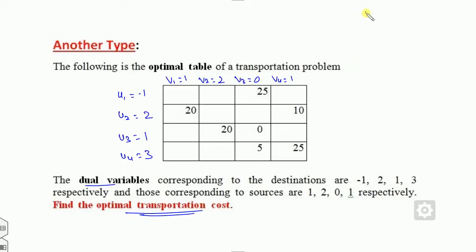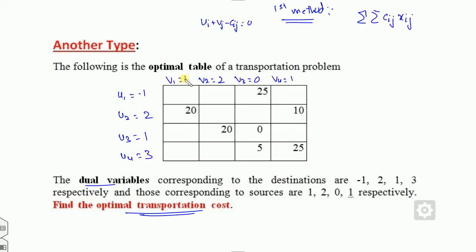Always remember that the optimal cost is the sum of Cij Xij. This is the first method; you can solve this problem with the help of two methods. So what is Cij? These are my Xij, since this is the optimal table. How do you find Cij? You remember that this is my basic cell, and for a basic cell, Ui plus Vj minus Cij is always 0.